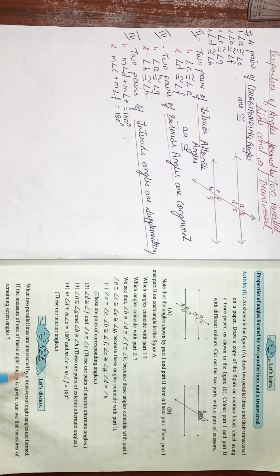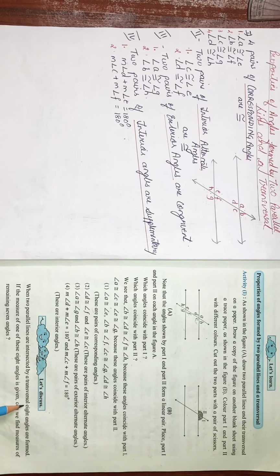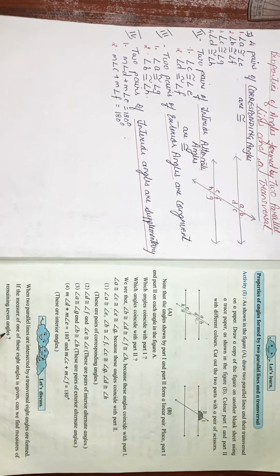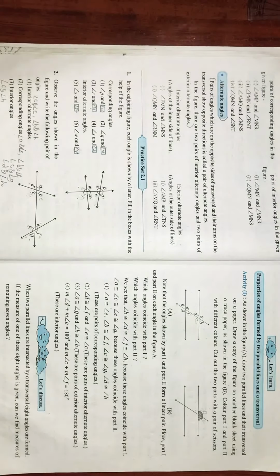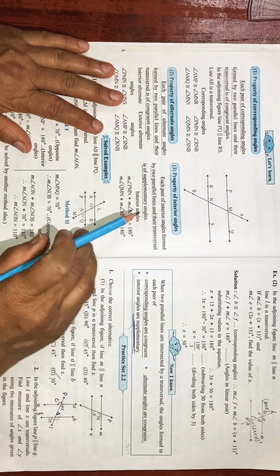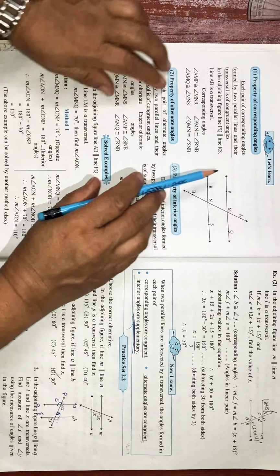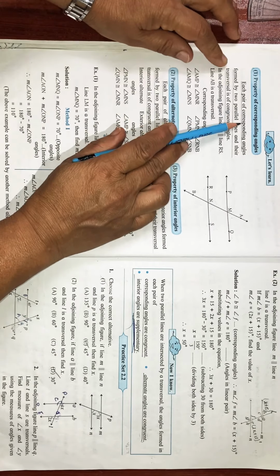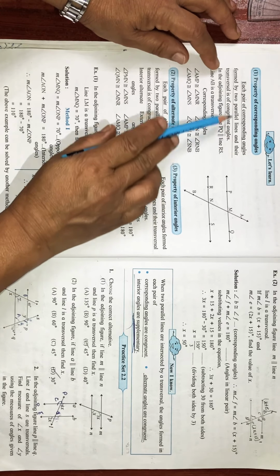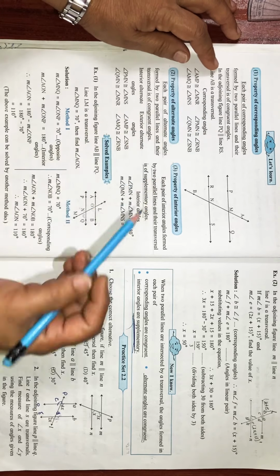Now let's discuss: when two parallel lines are intersected by a transversal, 8 angles are formed. If the measure of one of these angles is given, we can find the measure of the remaining 7 angles. So let's see here what is the property of the corresponding angles. Each pair of corresponding angles formed by two parallel lines and their transversal is of congruent angles.